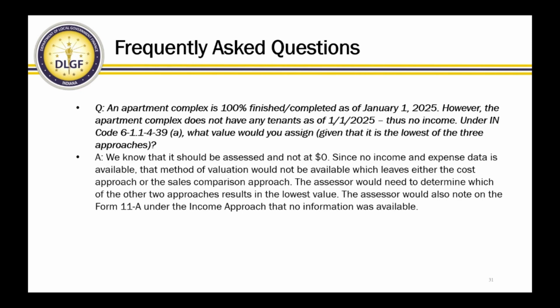The first one is: an apartment complex is 100% finished or completed as of January 1st, 2025. However, the apartment complex does not have any tenants as of January 1st, 2025, thus no income. Under the code provision, what value would you assign, given that it's the lowest of the three? Well, a taxpayer can't come in and say, we don't have any income, so therefore we want the assessment to be zero. That would not be acceptable.